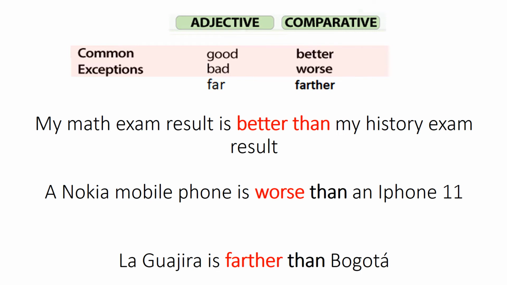Case 5. In English, we will have some irregular adjectives. These irregular adjectives are not going to use any rule because they have their own way. For example, good, better, bad, worse, far, farther or further.